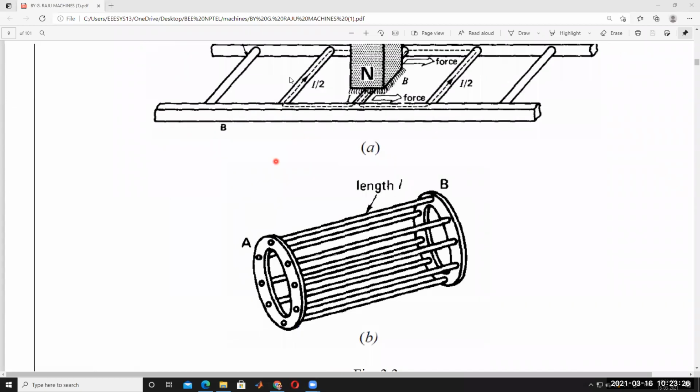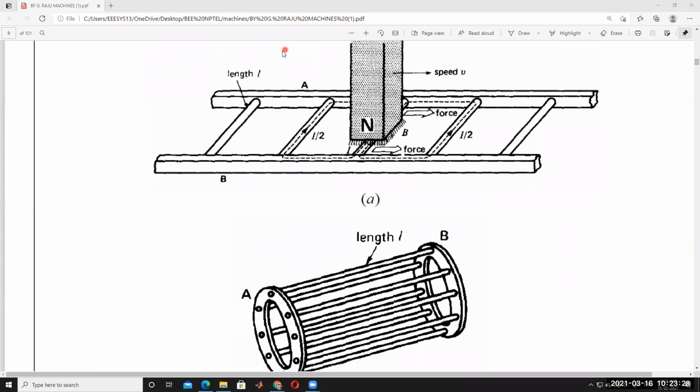That is represented here like this. This is A, one end ring, and B, this is another end ring. And the active length of the conductor is called L. The length of the conductor is called L.